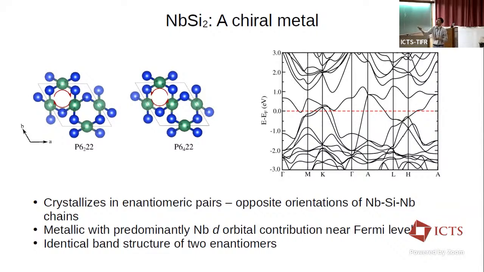If you look at the band structure, it's metallic, and both the structures have exactly the same band structure. This is a standard GGA type calculation. There's nothing fancy here, including spin-orbit coupling. This is metallic, and predominantly the niobium d states contribute near the Fermi level. And as I said, the band structure is identical for the two.